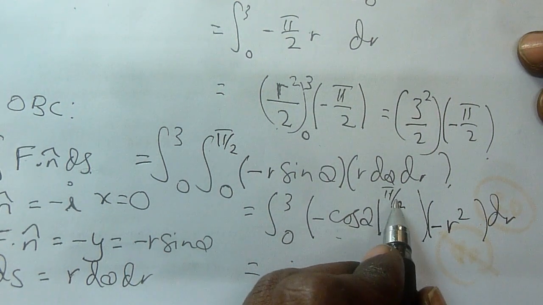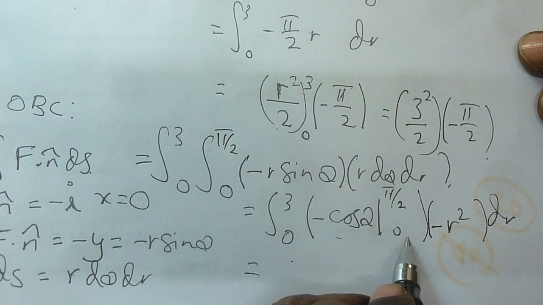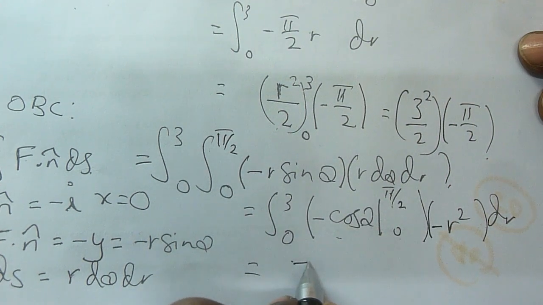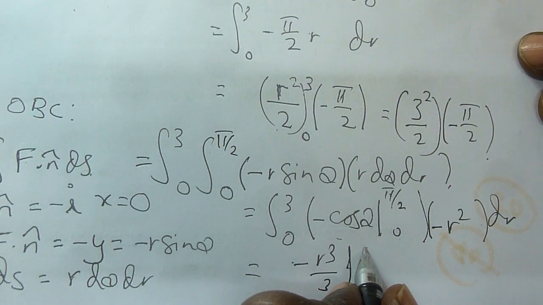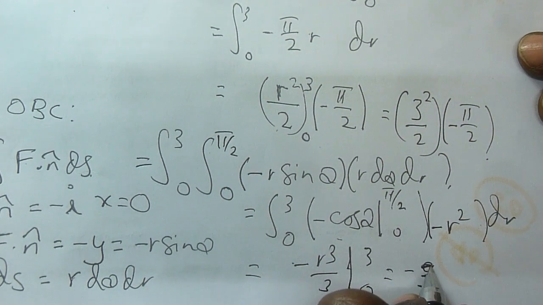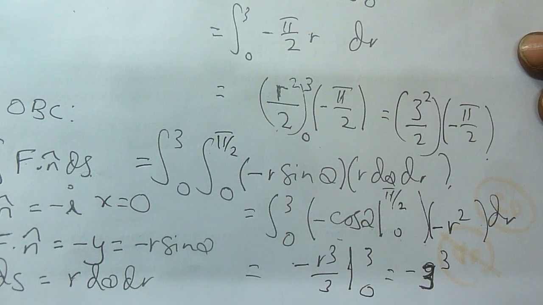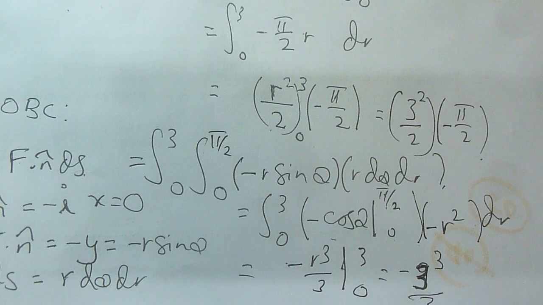Next you will get here 0, here you will get negative 1, therefore you get negative r². The next one you will get r³/3, if I'm not wrong. You get from 0 to 3, where r is 3, so 3³/3. You can solve like this.